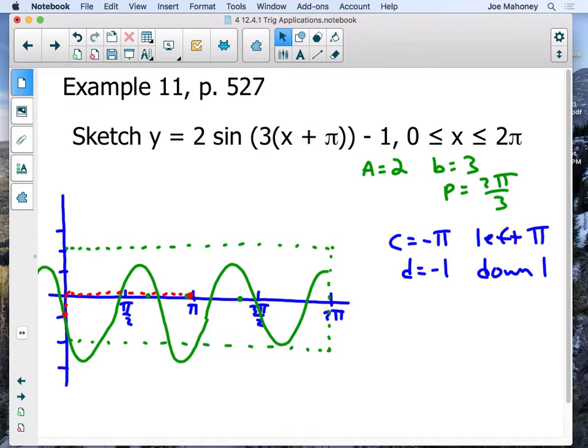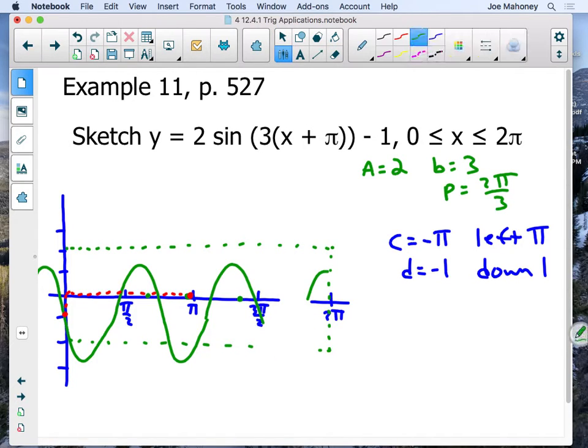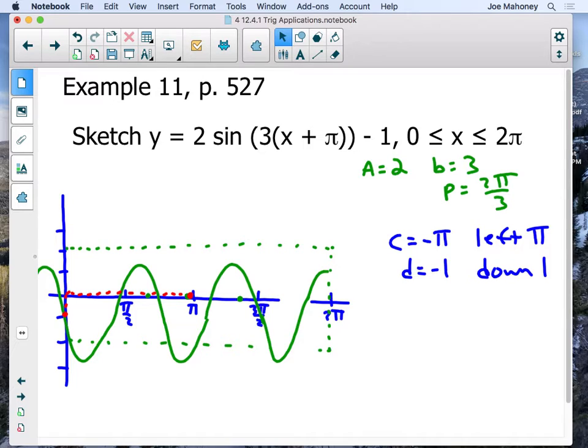Oh no! I want to go a little bit lower here. There we go. So that's my new graph. And I want to point something out about this graph now. Notice that the range has changed. The amplitude is still 2, but the range now goes from -3 up to 1.